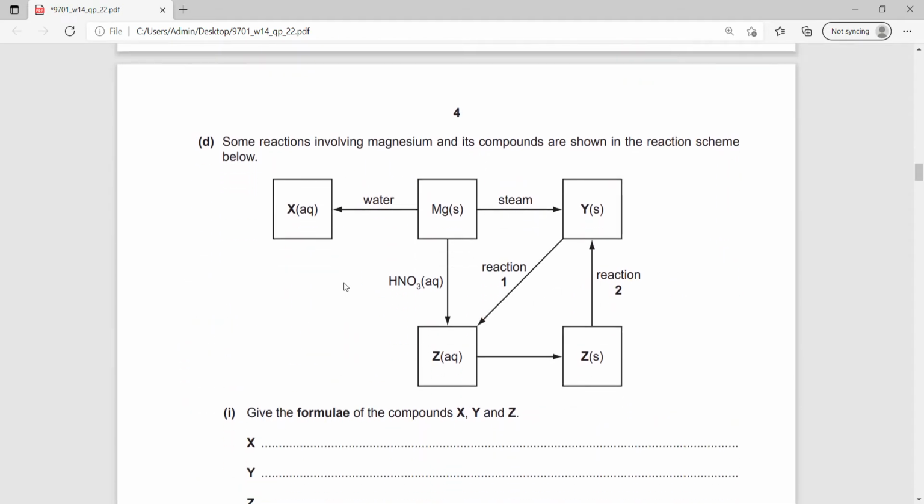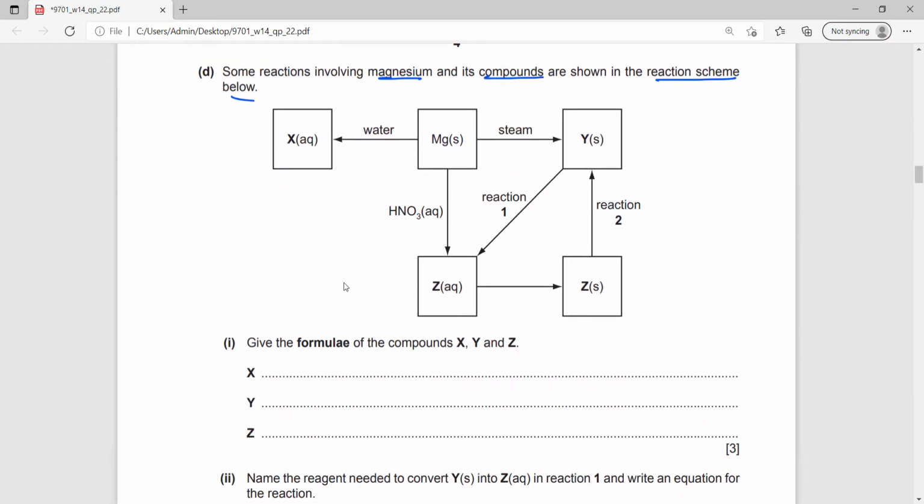Right? Some reactions involving magnesium and its compounds are shown in the reaction scheme below. So it's something from periodicity and the group 2 lesson. So give the formulae of X, Y, and Z.